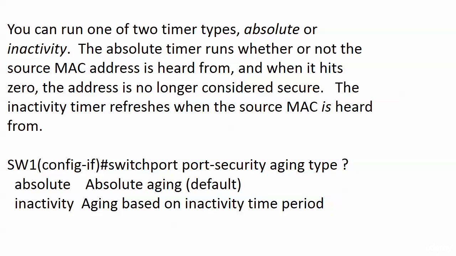And as for those timer types, you can run one of two types, absolute or inactivity. The absolute timer is just like a countdown clock. You set it to 10 minutes and it starts and goes down to 0 and then that address is no longer considered secure. The inactivity timer, though, is going to refresh when the source MAC address is heard from. If you use the absolute timer, the switch doesn't care. You can hear from that particular source MAC address over and over again in the time period you set, and when that timer hits 0, it hits 0. Again, the inactivity timer is going to refresh every time the source MAC address is heard from.